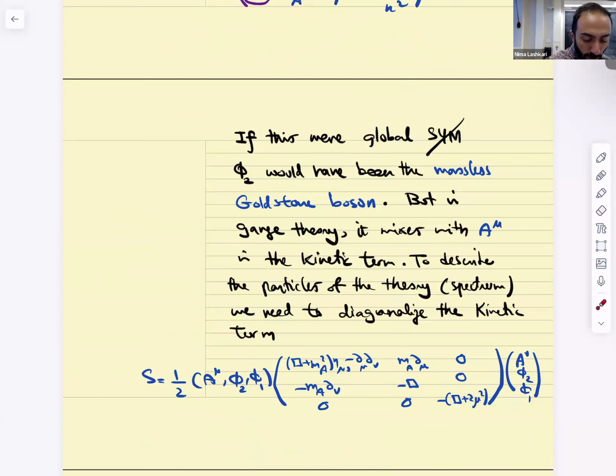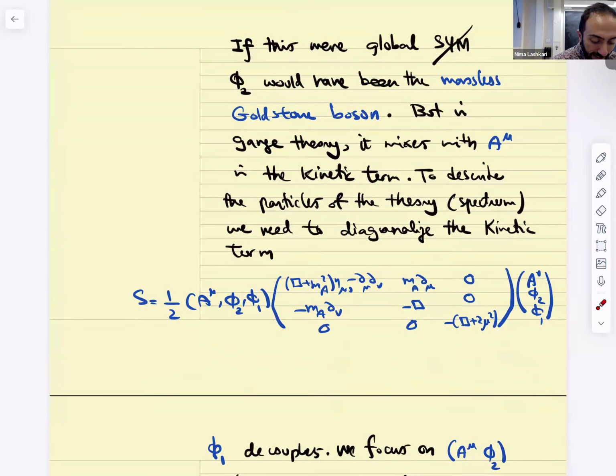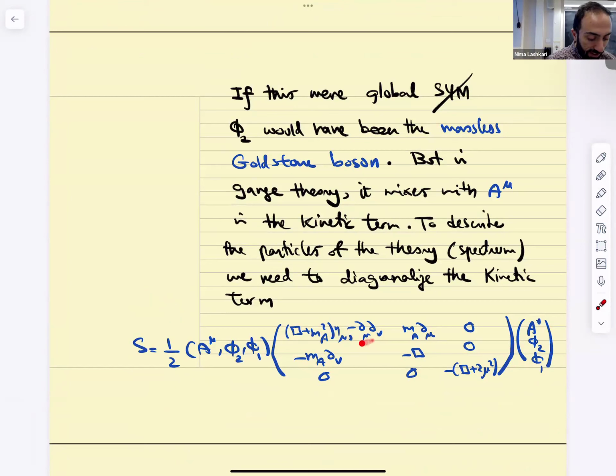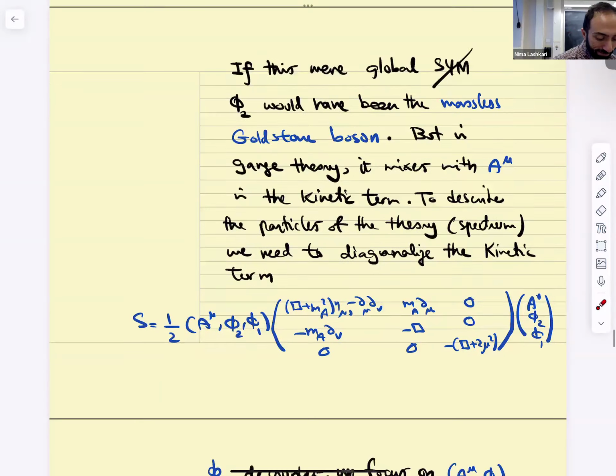If this were global symmetry breaking, phi 2 would have been the massless Goldstone boson, but in the gauge theory, it mixes with A mu in the kinetic term. So to describe particles of the theory, we need to diagonalize the kinetic term. So what does the kinetic term look like? I can write it this way. I can package it this way. The A mu term looks like it has a mass term like this. I packaged it all together. Phi 1 is this massive mode. Phi 2 is a massless mode. And then there's this off diagonal term that couples them. Right? And I'm just writing phi 1, phi 2, A. All right. Is this clear?